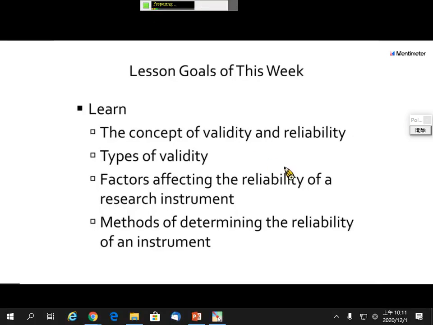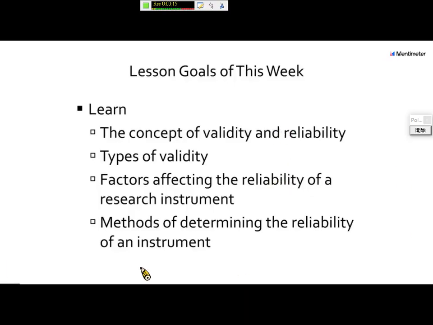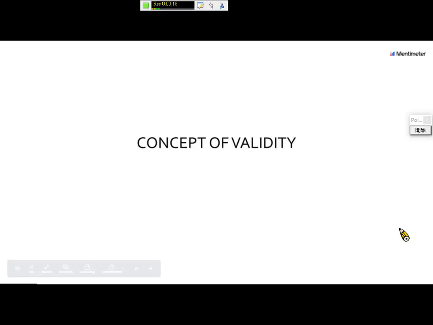And so we need to understand the factors affecting the reliability of the research, and also we will learn the methods of determining the reliability of an instrument. So here are our goals for today. Let's continue to the next slide. Let's talk about validity.